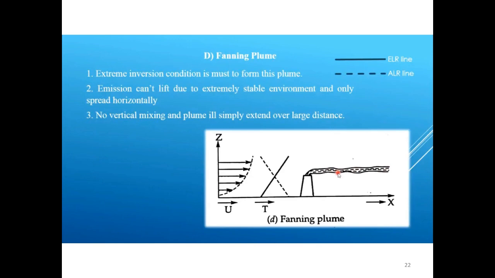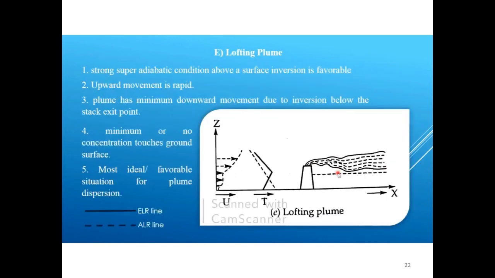Now come to the next slide. The plume name is lofting plume. If you see the graph carefully, you will see an inversion layer persists from the ground surface up to a certain limit, and that limit is lower than the stack gas emission point, or stack gas exit point. So basically from the ground surface to that point there is an inversion layer, and above the inversion layer there is a situation prevailing like super adiabatic condition.